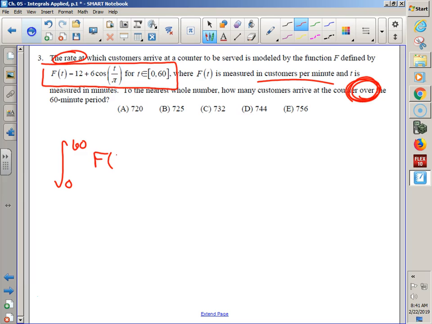Aren't you going to plug in your f of t dt? There's no need to write more work. You're going to be wasting your time. Just get to your calculator. It's a multiple choice. They don't see your work anyway.